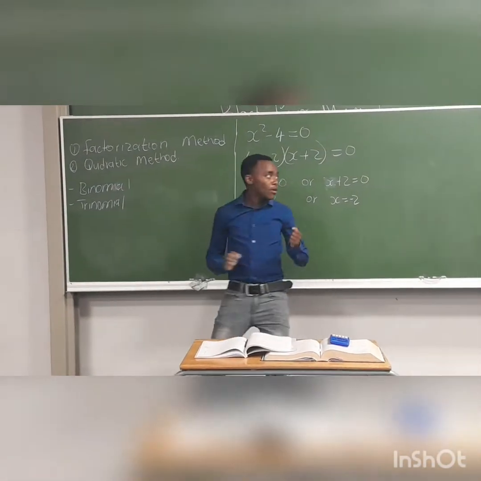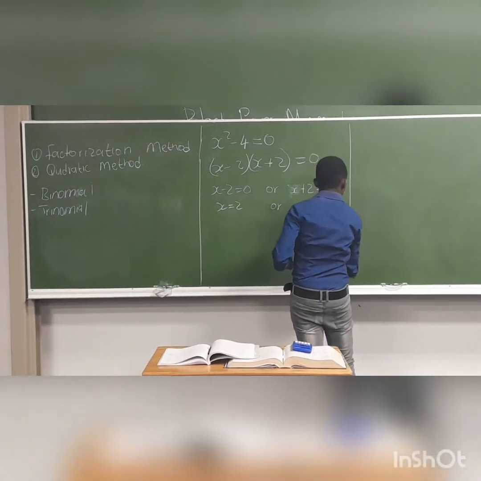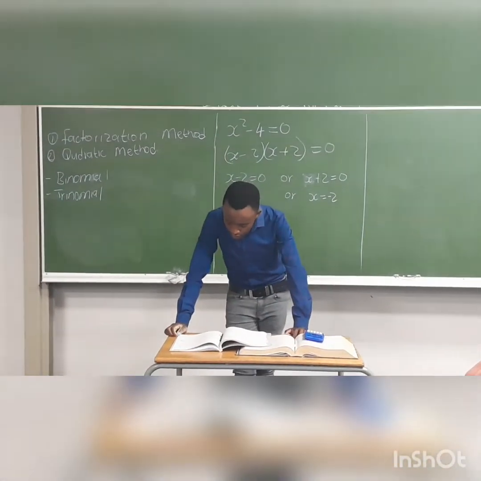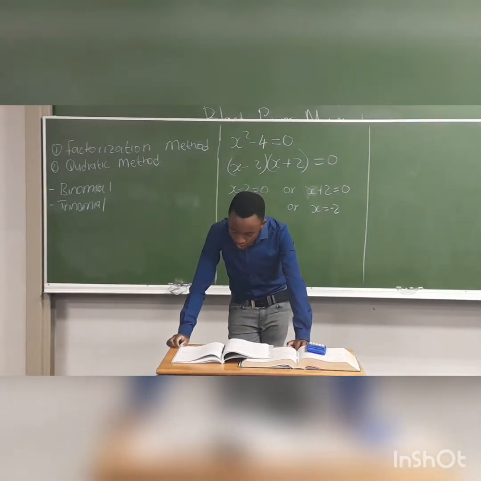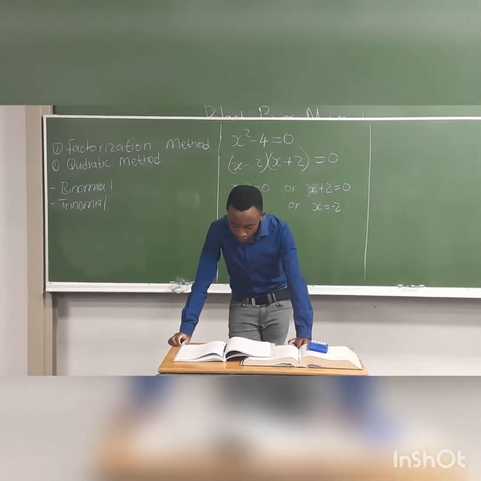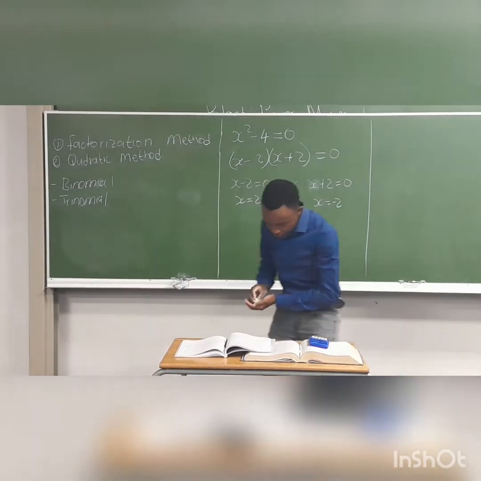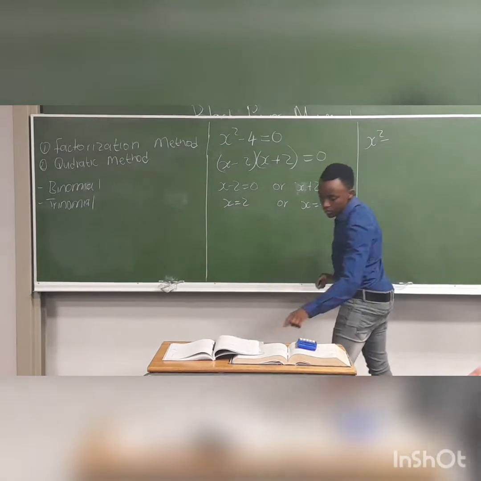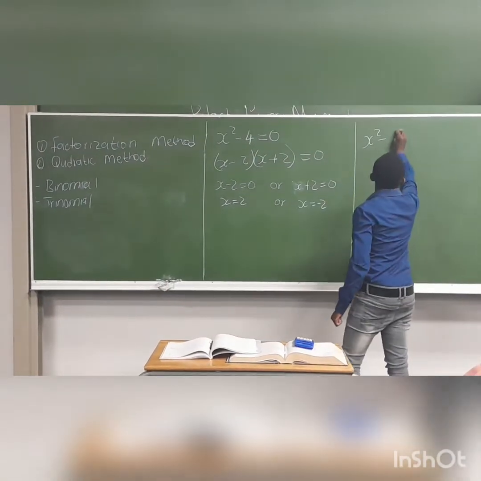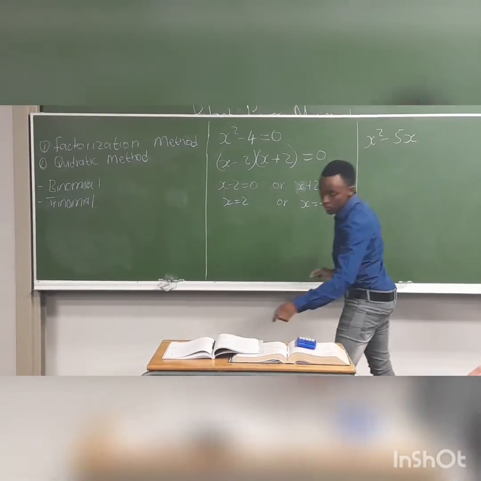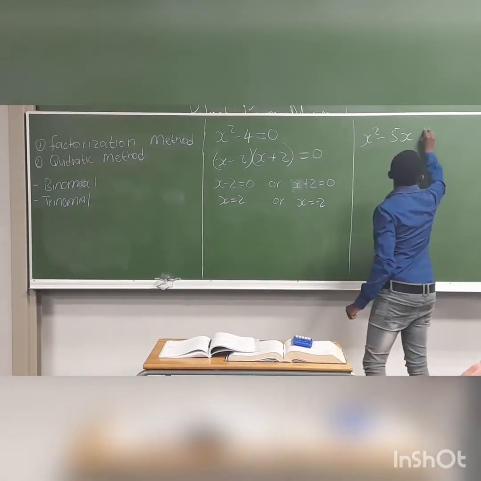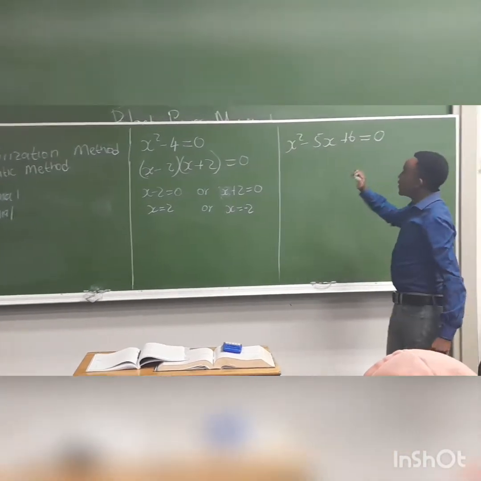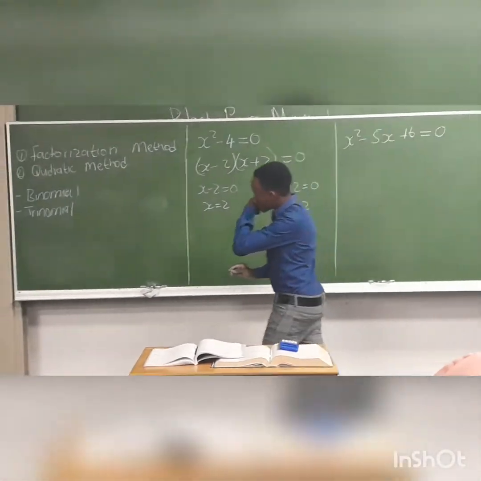Quadratic method. For instance, let me refer to our textbook, Platinum. It is on page 60, exercise 2, number 4, where we have x squared minus 5x plus 6 is equal to 0. It is trinomial.